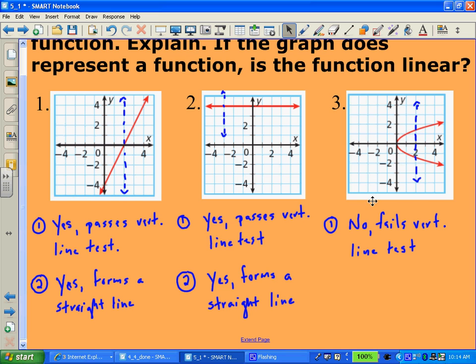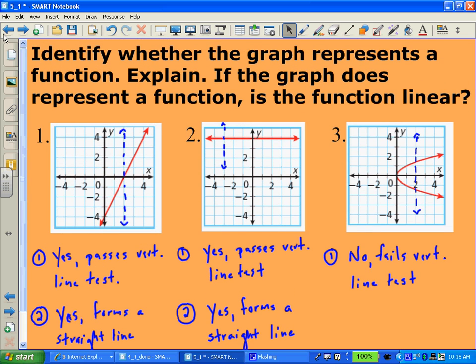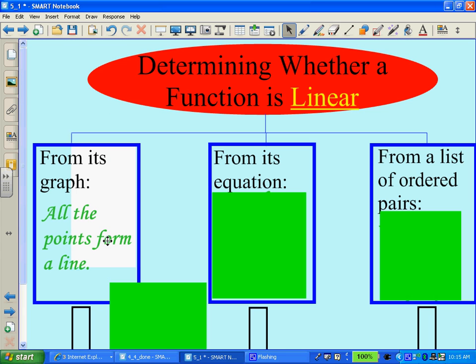Okay? And you could also have, yes, it's a function, no, it's not a linear function. That is an option. I know that I have yes, yes, yes, yes, and then just no. You could also have yes, no. Okay, that would also be an option. So that's how we tell if something is a linear function from its graph.